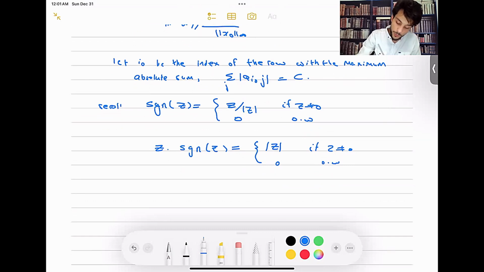And also observe that if we take the absolute value of the sign, what we'll have is the absolute value of z over z, and that is 1 if z is not 0, and 0 otherwise.